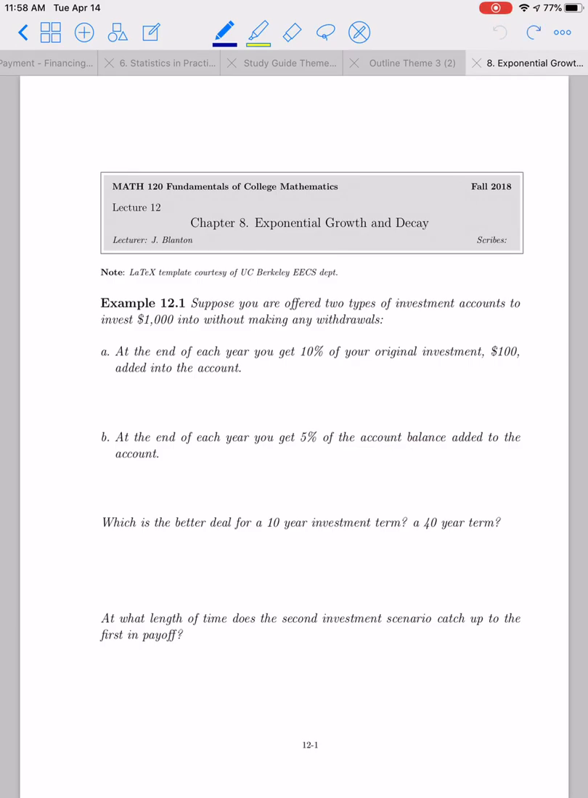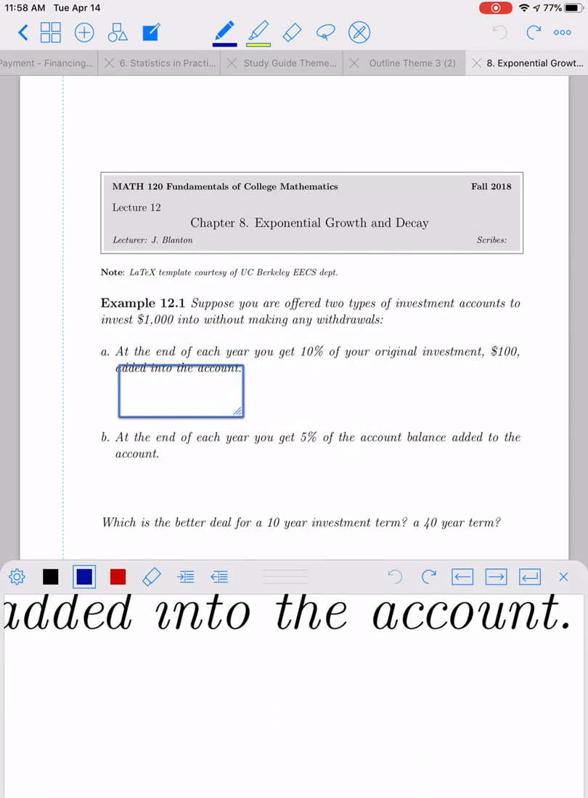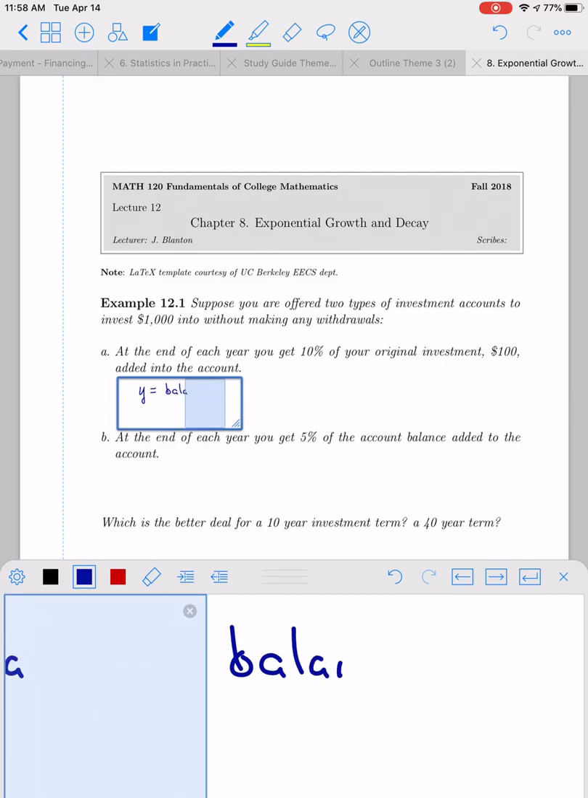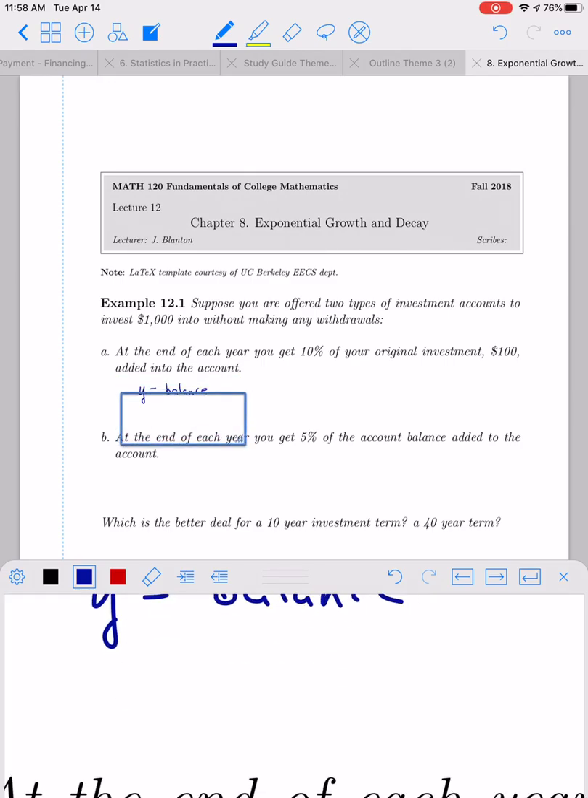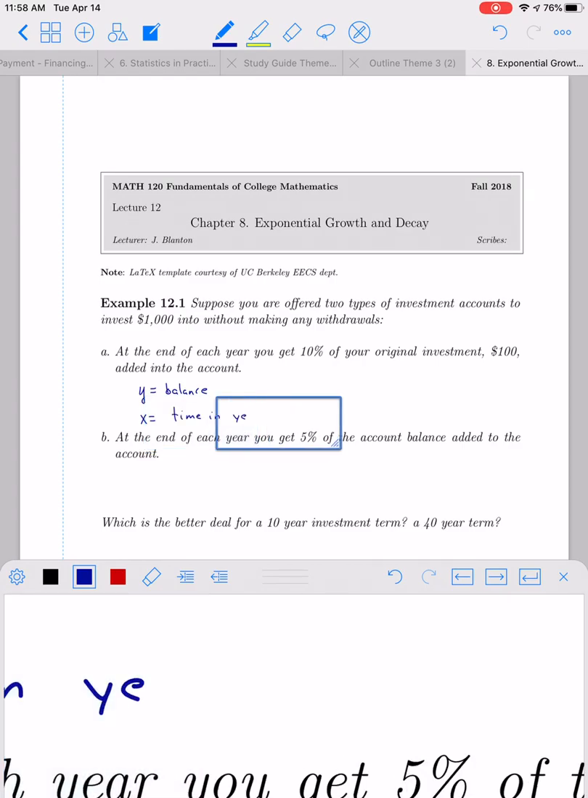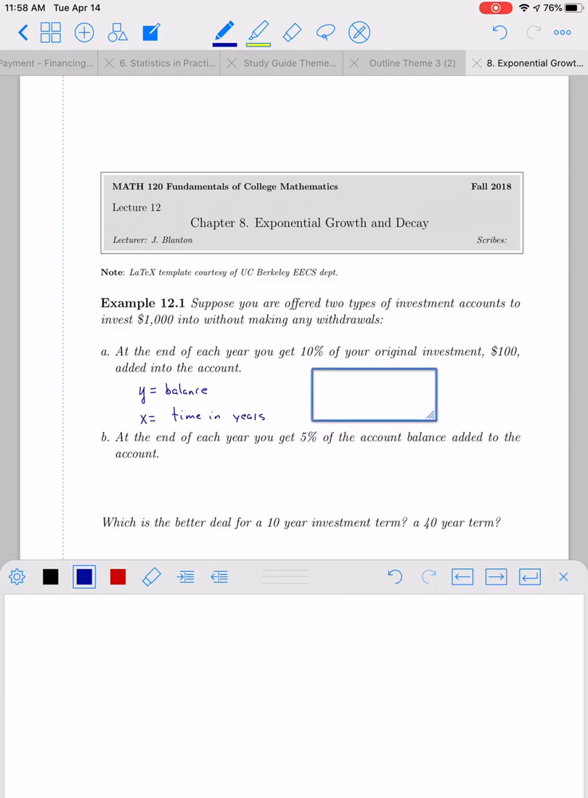So let's see. For the first situation, let's name a few variables. Y will be equal to the balance of the account at any given time, and X will be equal to time in years. Okay, so then it's pretty easy to see what the situation is for this account. And I'm using y and x because this turns out to be a linear model. Y equals mx plus b is what we'll see.